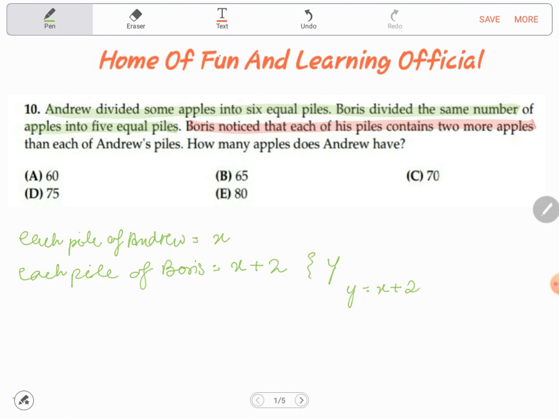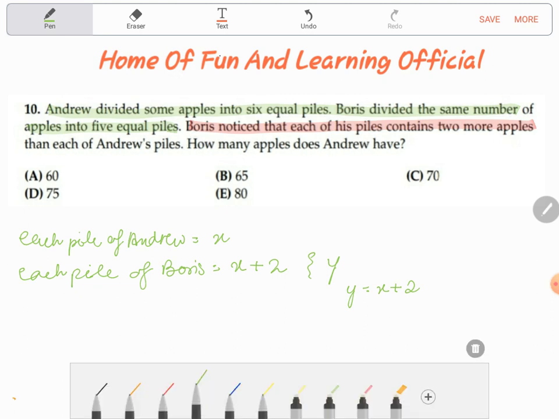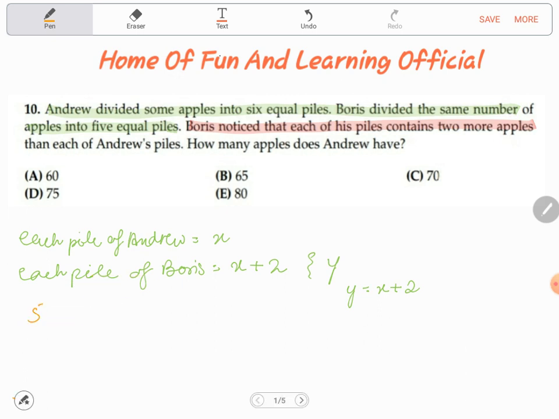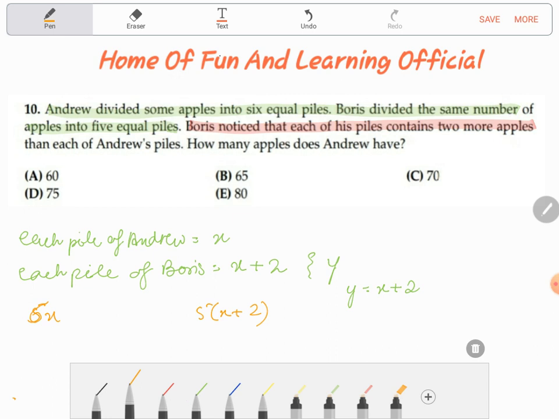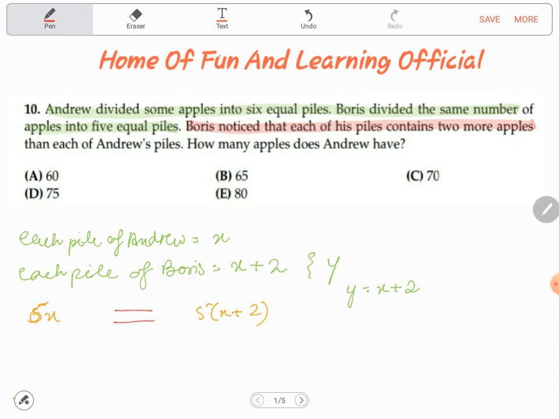Now the total number of apples are the same, right? So can we say that the total number of apples of Andrew will be 6x, and the total number of apples of Boris will be 5 times x plus 2. Now these two quantities are equal as stated in the question, so we can put an equal sign here. Now solve for x.